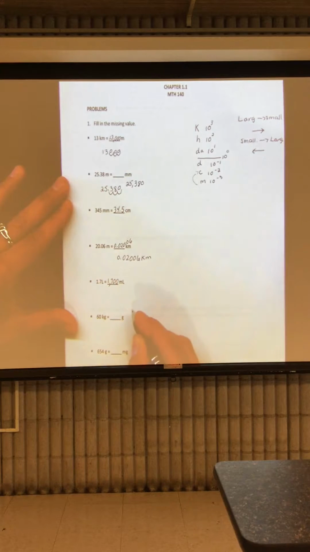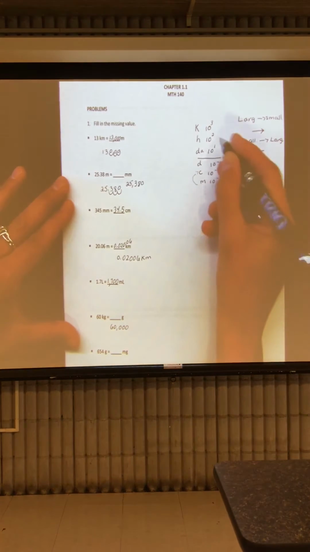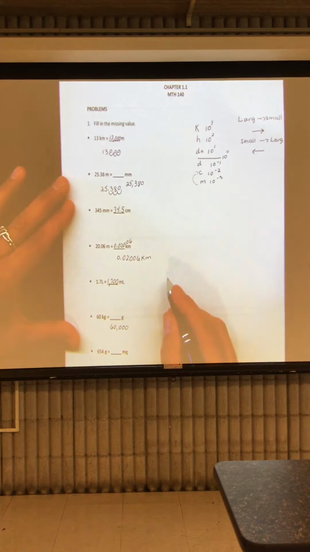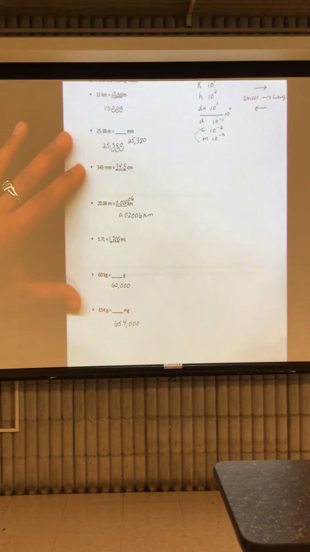1.7 liters is equal to 1,700 milliliters. 60 kilograms is equal to 60,000 grams. Again, remember, from larger to smaller, you move it to the right. 654 grams is equal to 654,000 milligrams. So problem 1 is all done.